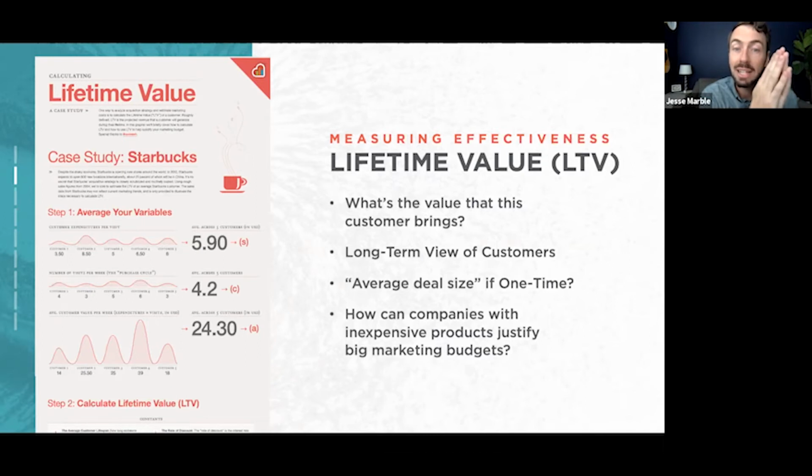What would you guess, and everybody get on the little chat on Zoom, what would you guess is the lifetime value of a Starbucks customer? How much do you think people spend at Starbucks? Take a guess, and I'd love some guesses right there in the chat box.